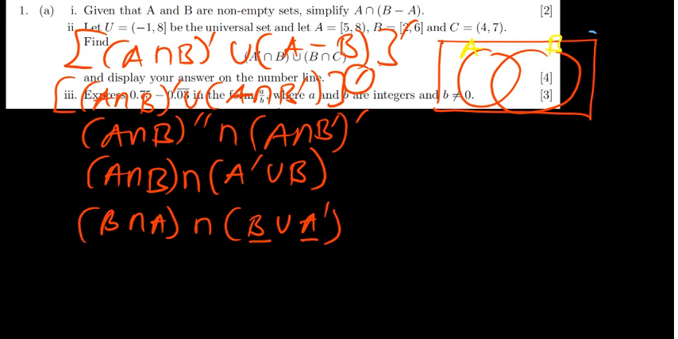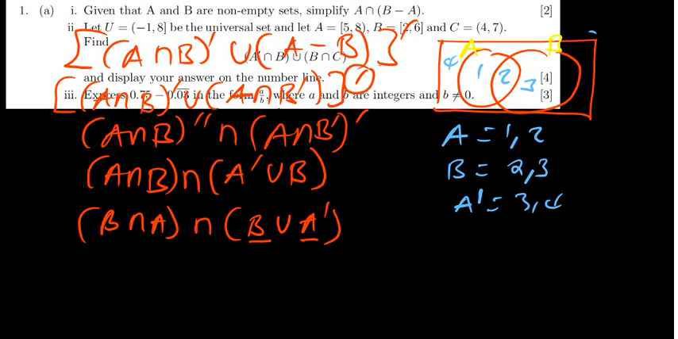Allow me to put numbers. You can just choose numbers. I'm going to put 1, 2, 3. The universal, I'm going to put 4. What is our A? Our A is 1, 2. What is our B? Our B is 2, 3. What is our A complement? Our A complement is 3 and 4. So now, I want us to put what is B intersection A. The numbers which are found both in B and A. What are those numbers?